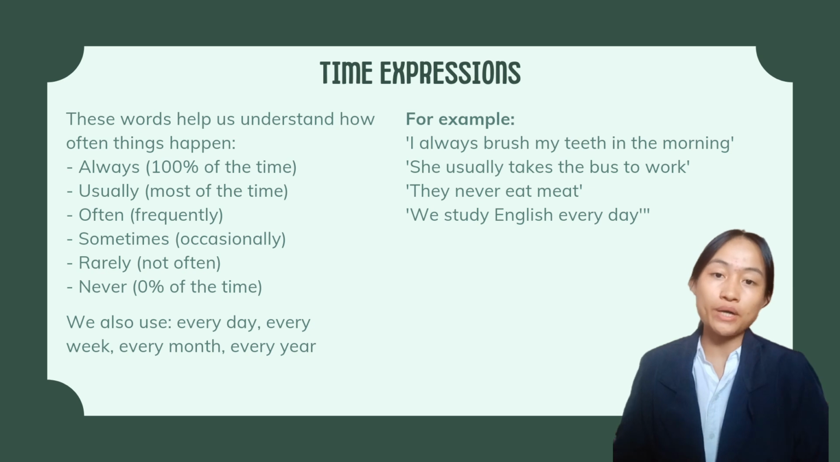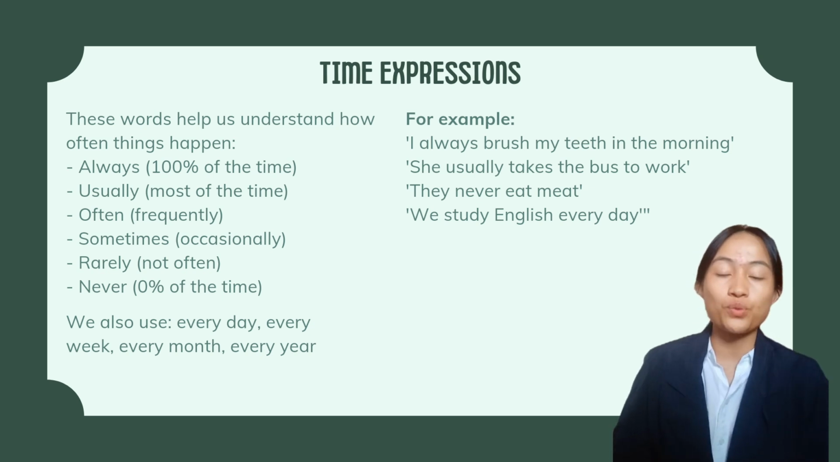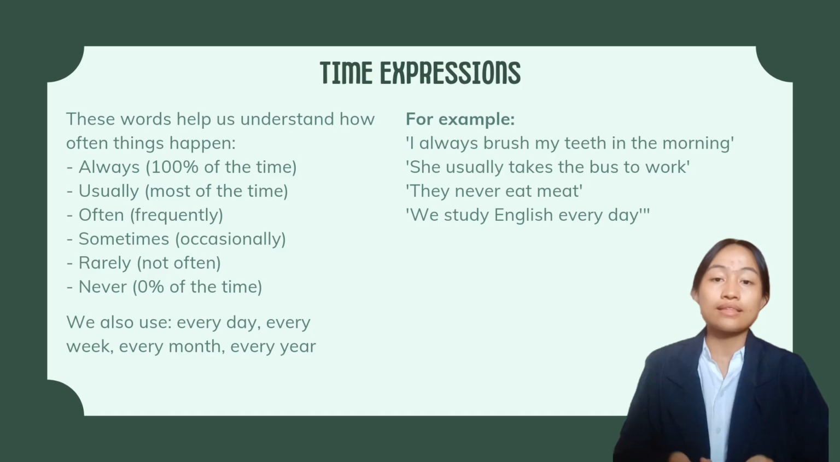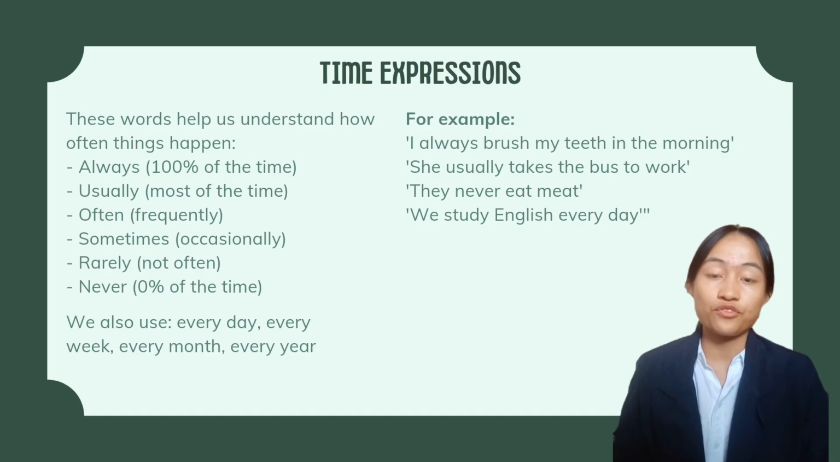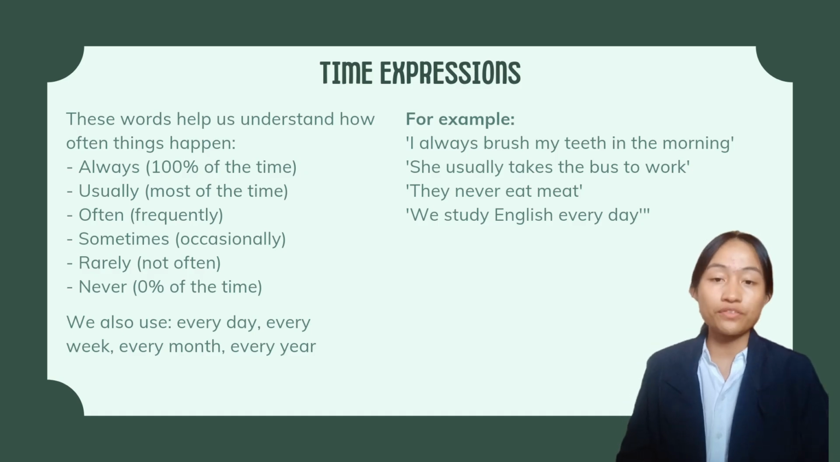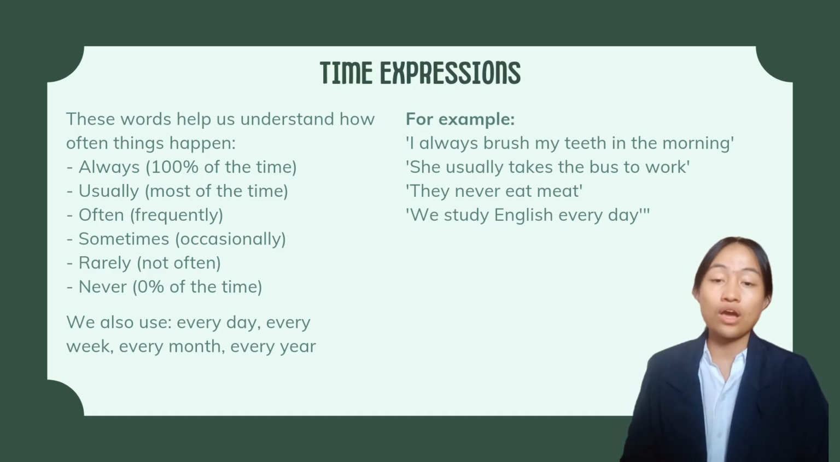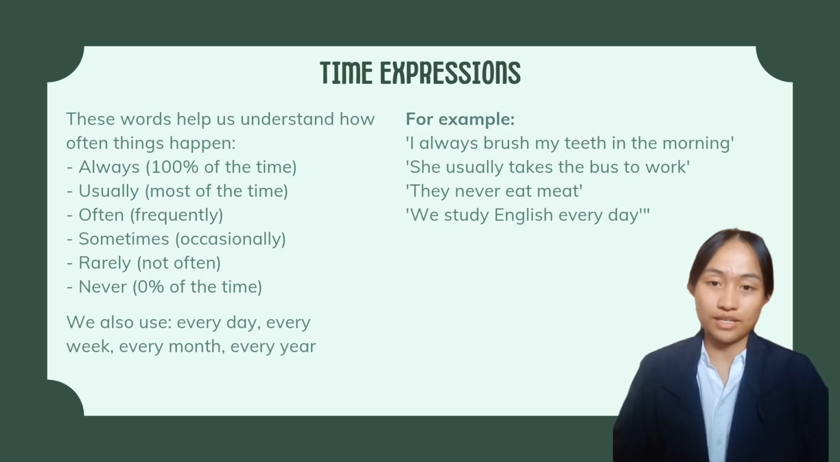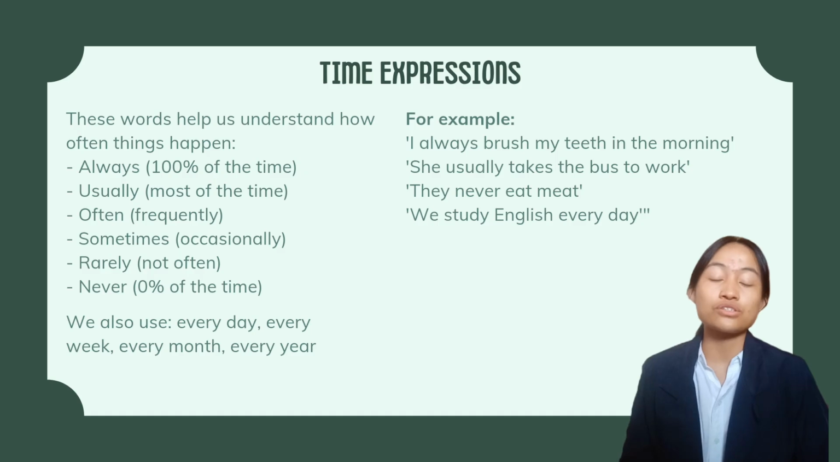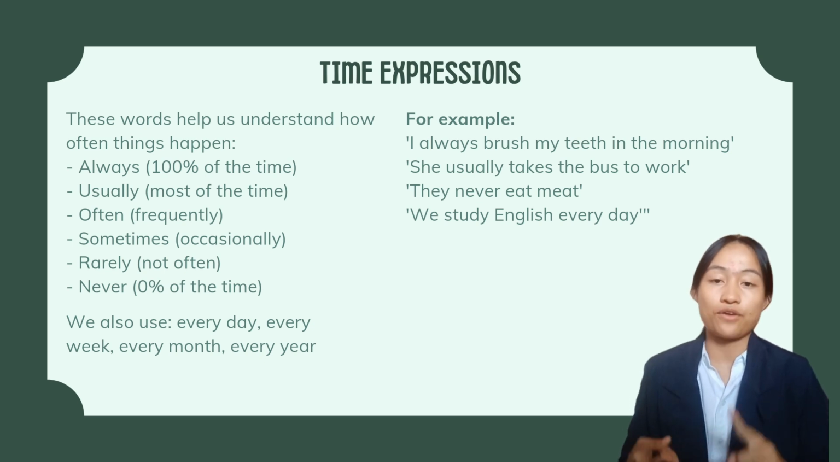And then let's talk about some words that often go with simple present tense. These words help us understand how often things happen. For examples, always, 100% of the time, usually, most of the time, often, frequently, sometimes, occasionally, and rarely, not often. And then never, 0% of the time. We also use every day, every week, every month, every year.